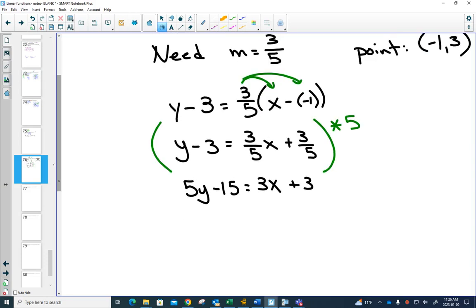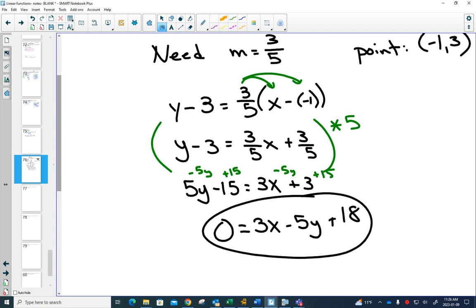My a value is positive, so I'm going to move the 5y over to this side. I'm going to add the 15 to both sides, so I have this side equal to 0. I have 3x minus 5y. 3 and 15 are like terms. And we changed it to general form.